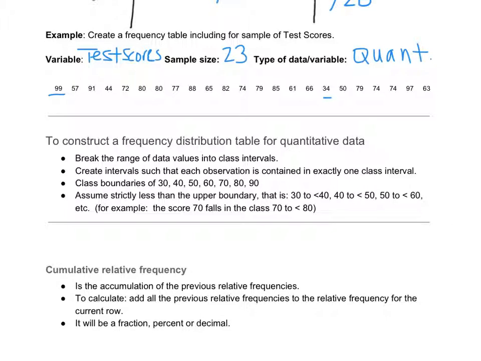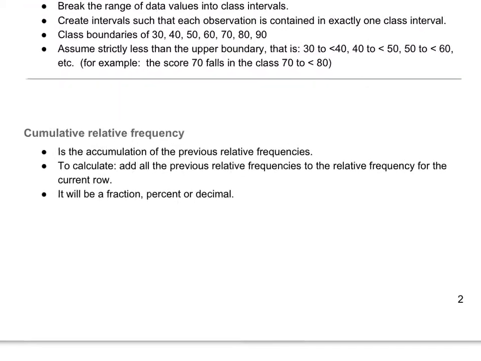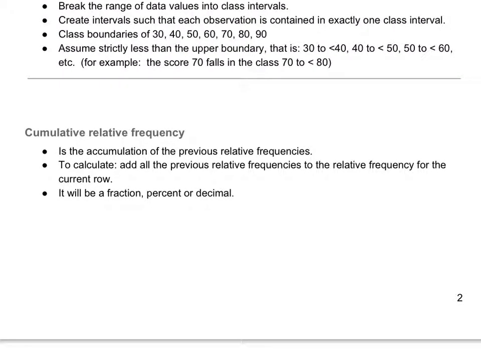So let's choose class boundaries of 30, 40, 50, 60, 70, 80, 90, and then we're going to assume that it's strictly less than the upper boundary. So the class that goes from 30 to 40 is 30 up to but not including 40. And then the next one would include 40, go up to but not include 50, and so on. For example, if we have a score of 70, it would be in the class of 70 up to 80.